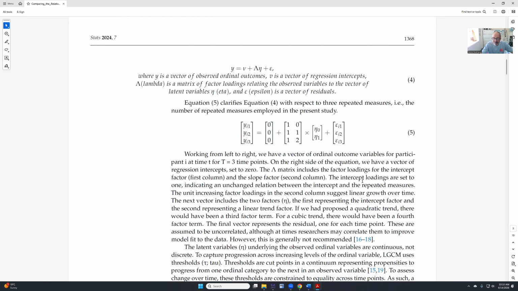The intercept loadings are set to 1, indicating, as we mentioned before, an unchanged relation between the intercept and the repeated measures.